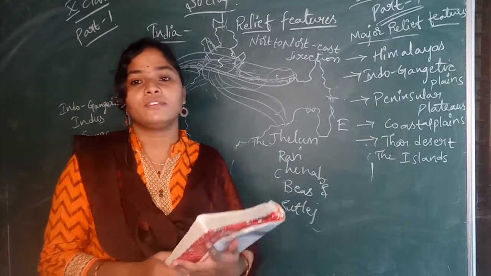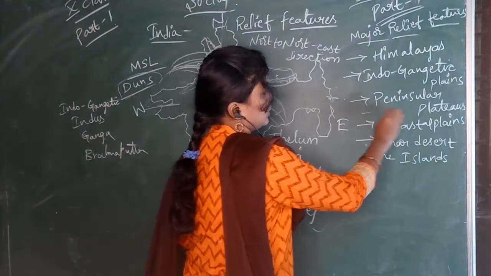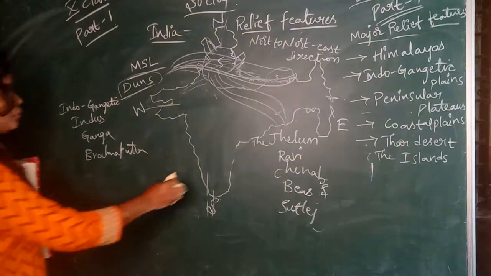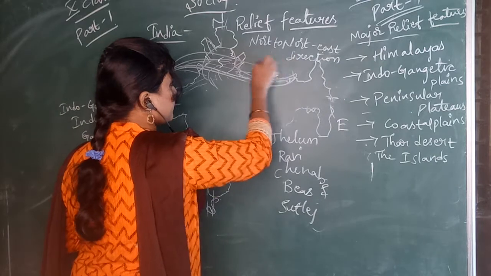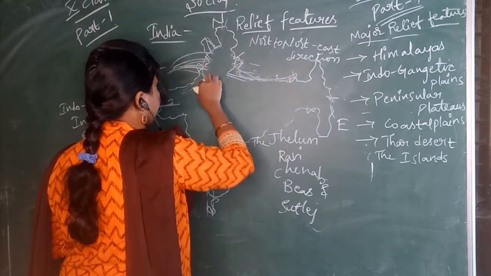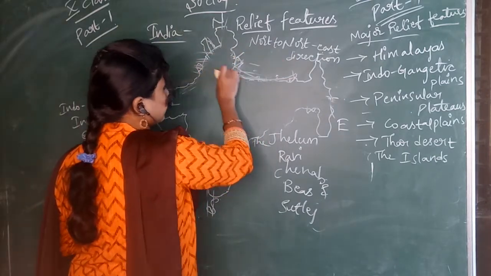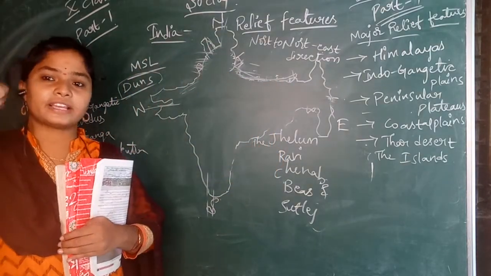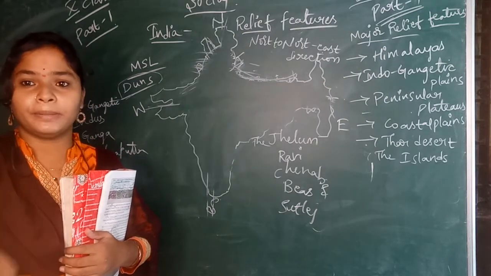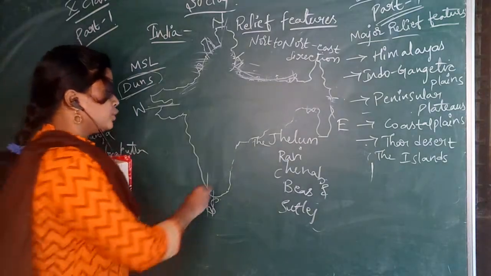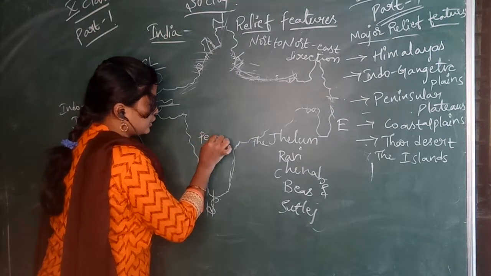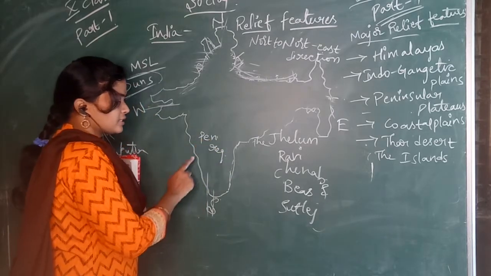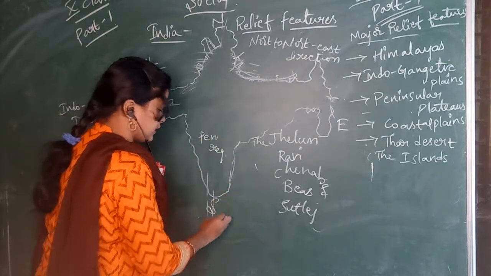Now, next we are going to learn about the third relief feature, peninsular plateaus. Where are the peninsular plateaus situated? What is a peninsula? One side land and three sides water. The land is covered only on one side and there will be water surrounding three sides. So this is known as the peninsular region. Southern region is called the peninsular region, because it is covered by land on one side and water on three sides.